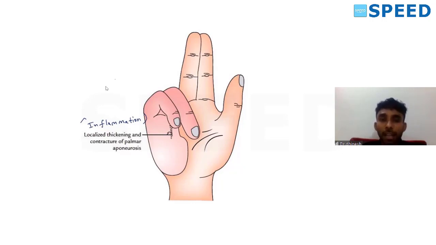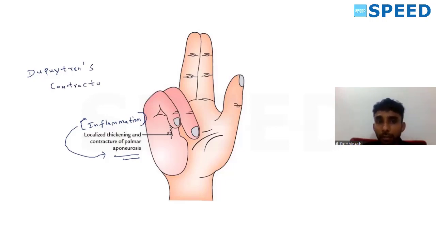What is the clinical condition or clinical deformity which is due to the inflammation of palmar aponeurosis? This diagram is showing one clinical condition called Dupuytren's contracture. Okay, so this may be asked as an image based question.